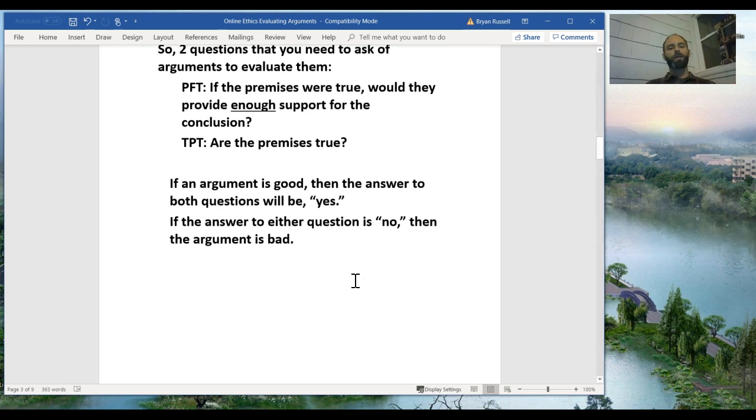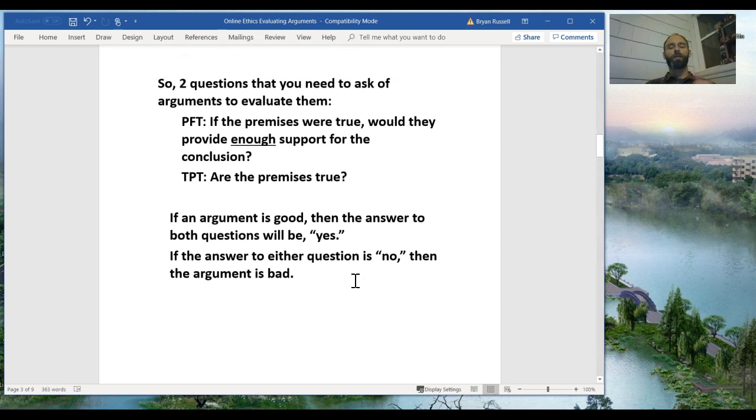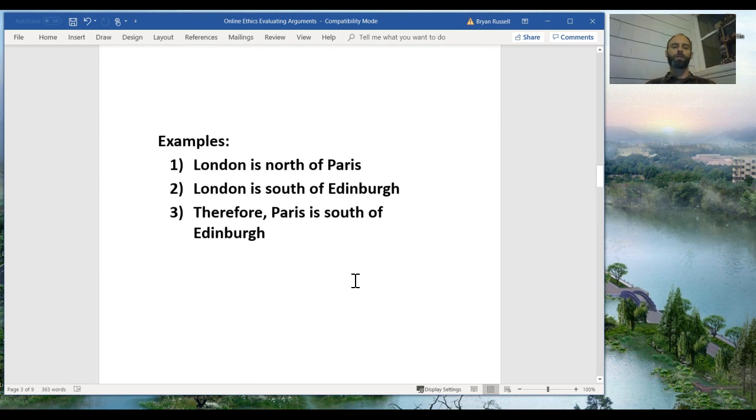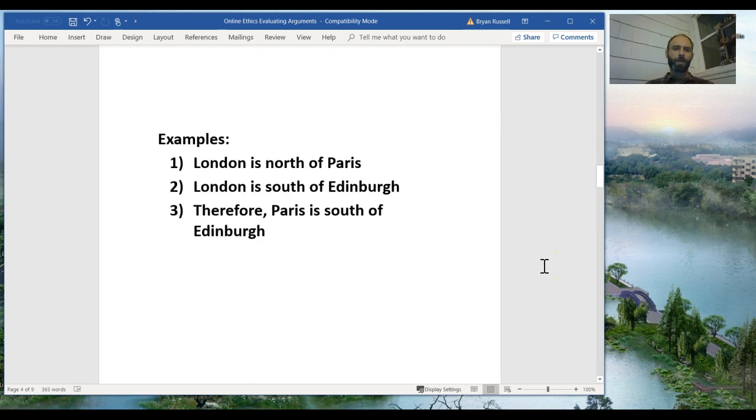So let's look at some example arguments and apply these two tests. The first example: London is north of Paris. London is south of Edinburgh. Therefore, Paris is south of Edinburgh. Two premises here, and then the conclusion.